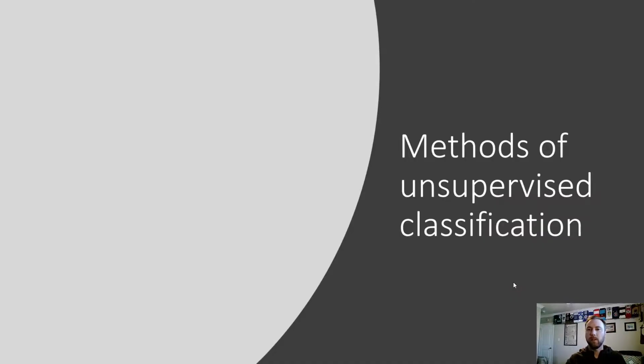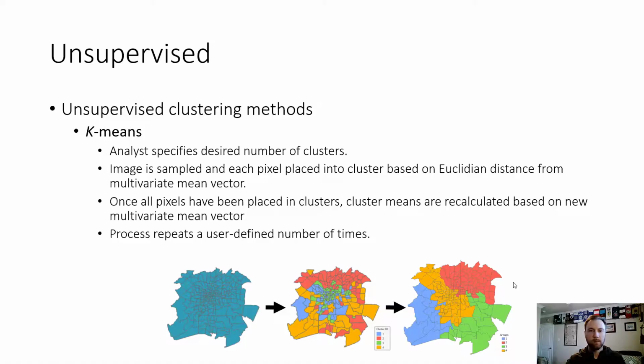What are some methods of unsupervised classification? Well, we have k-means. All right, so k-means, the analyst specifies the desired number of clusters. An image is sampled and each pixel placed into clusters based on Euclidean distance from the multivariate mean vector. Once all pixels have been placed into clusters, cluster means are recalculated based on the new multivariate mean vector, and the process repeats a user-defined number of times until each of the pixels have been properly bucketized. And you do not need to memorize these, but these are more for your reference in the future.